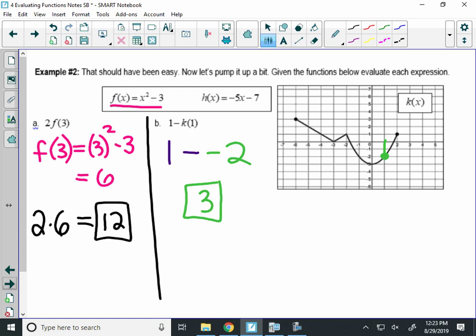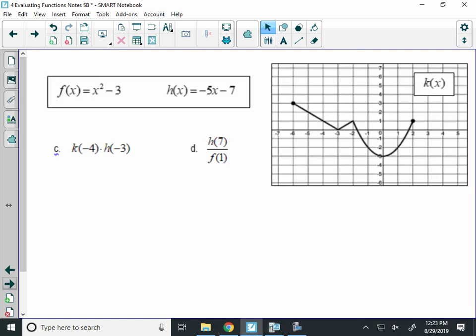Nothing hard on those first couple, correct? All right, let's try the next couple. C, k of 4 times k of negative 4 times h of negative 3. So k of negative 4. So where's my graph again? What's the output value for negative 4 here? 1. All right, so we know that k of negative 4 is 1.